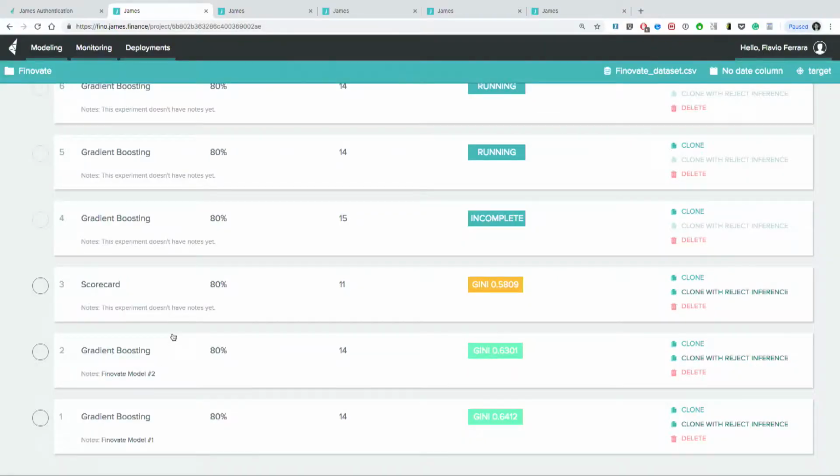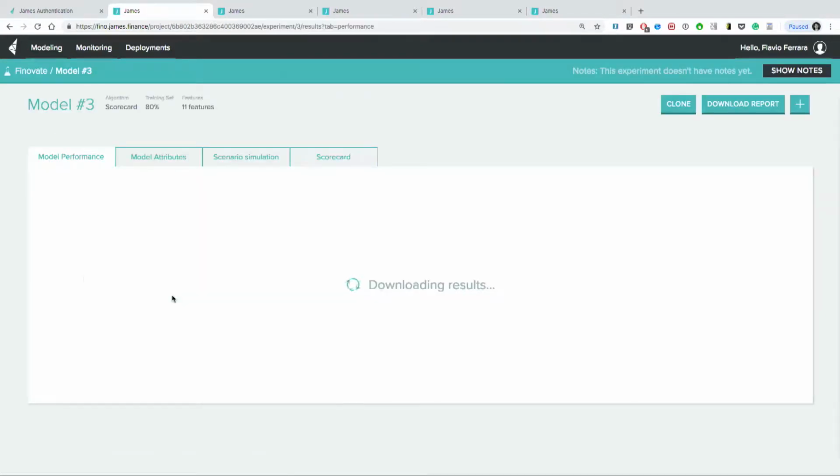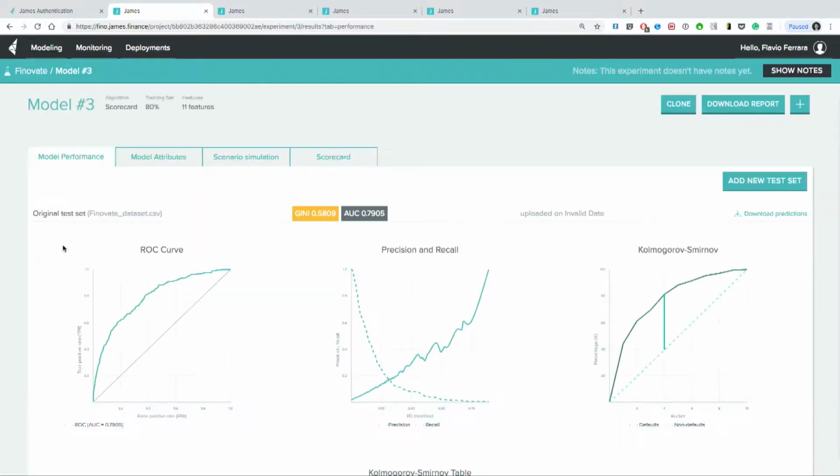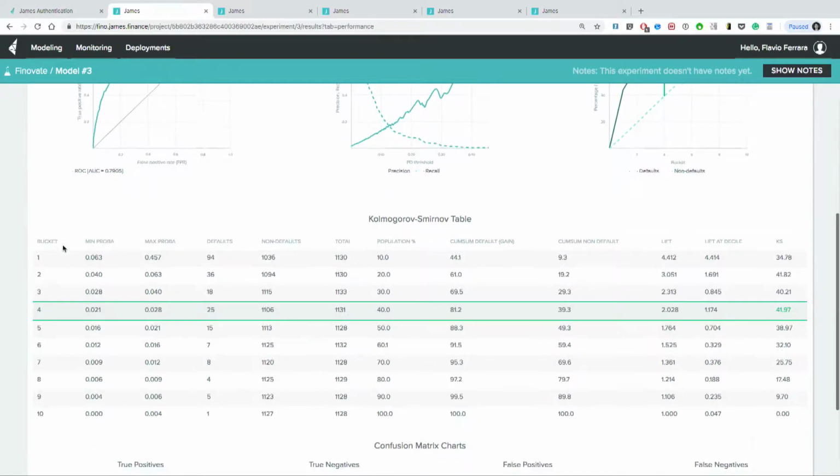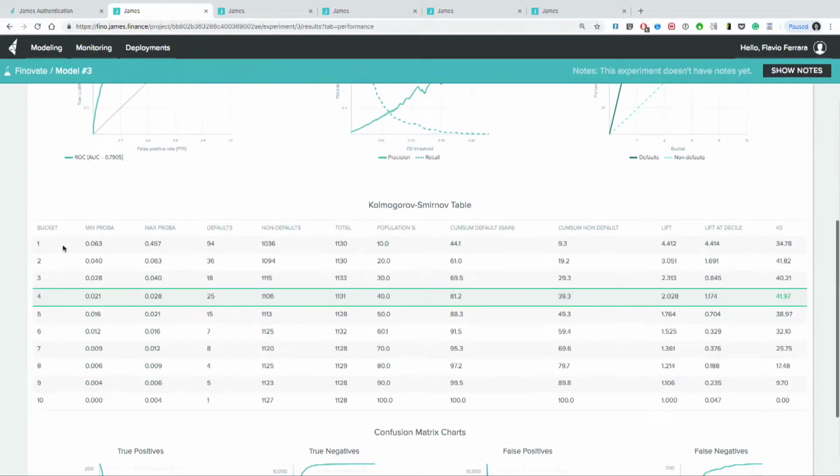James has two main types of models: the traditional type of model, the scorecard, and advanced machine learning based. We'll start now with the scorecard first. This is our validation page. This is generally where a risk officer or regulator are interested in these metrics. This is how you know that your model is good enough.